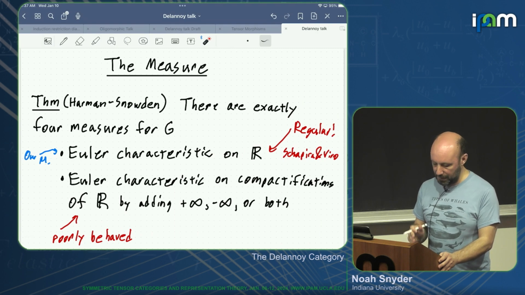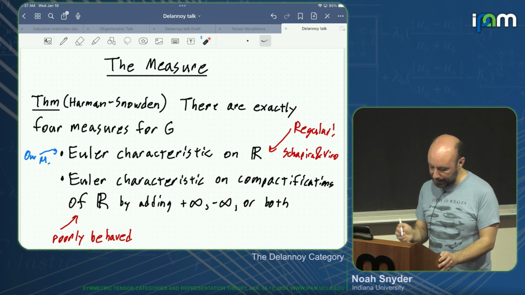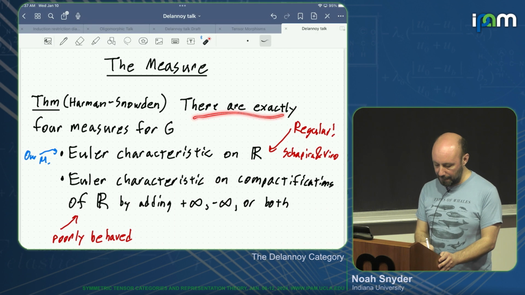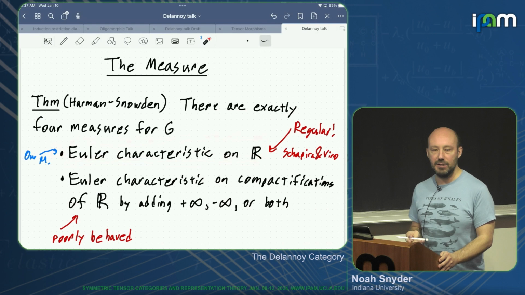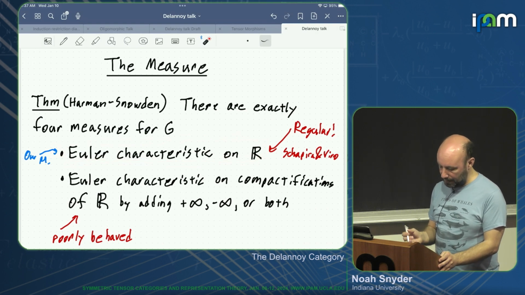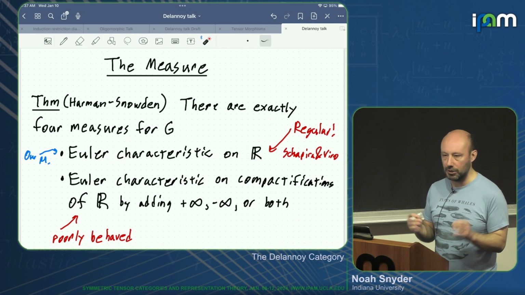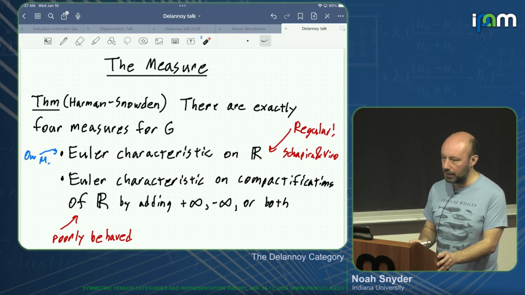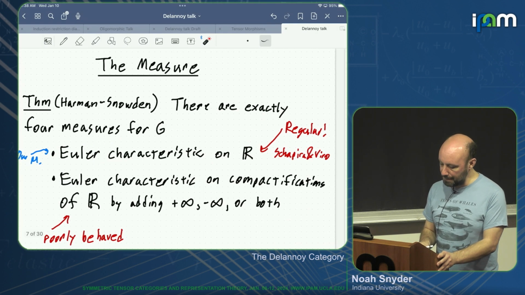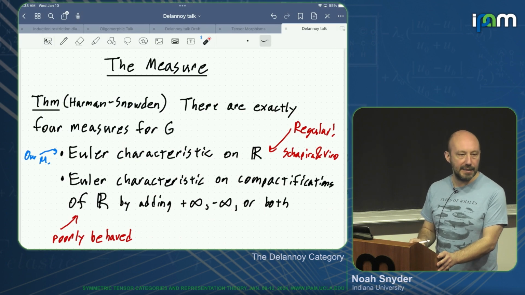All right. So this theorem was stated already at the end of Andrew's talk. There are exactly 4 measures on G. The one that we'll care about that's really well behaved is Euler characteristic. And then some others that are a little bit less well behaved that I won't talk about, that come from Euler characteristic on partial compactifications of R. Okay. So let me tell you how you compute this Euler characteristic in some examples.